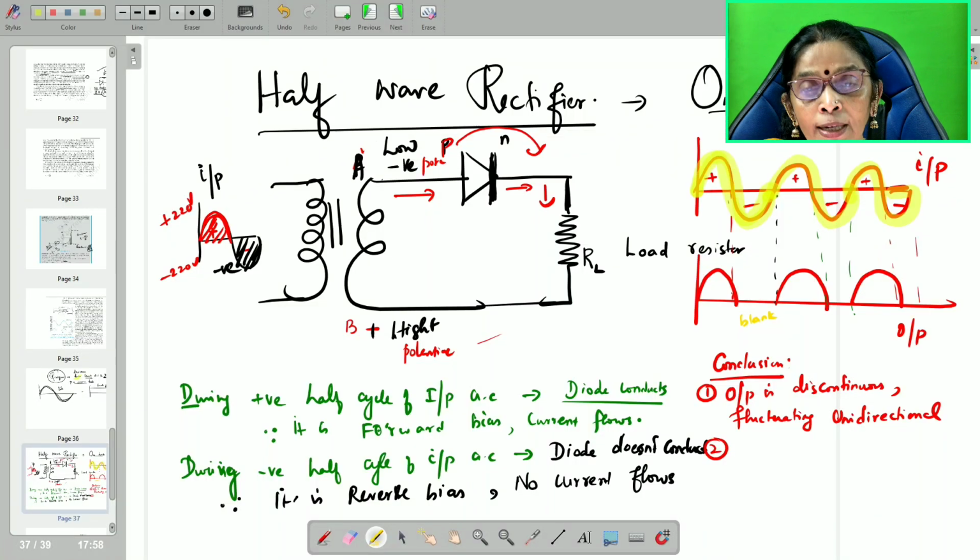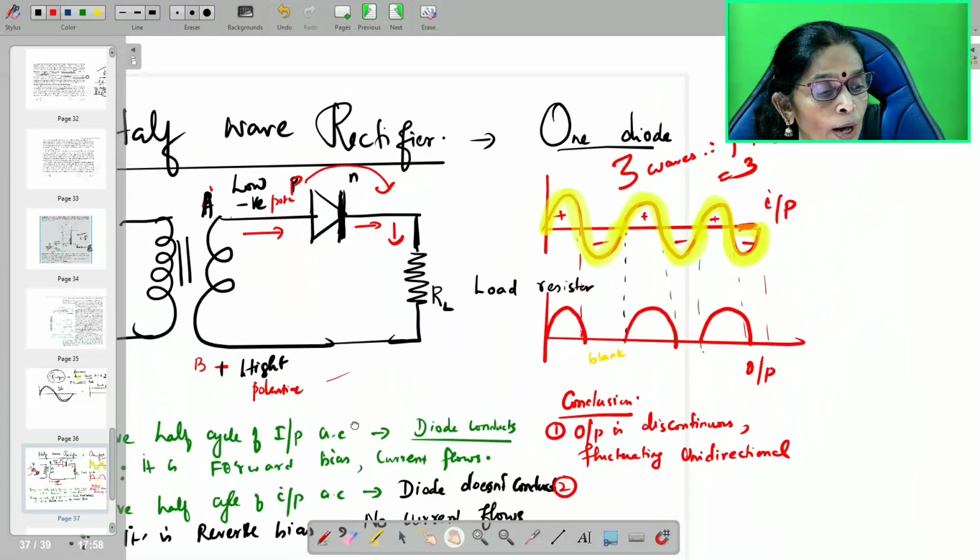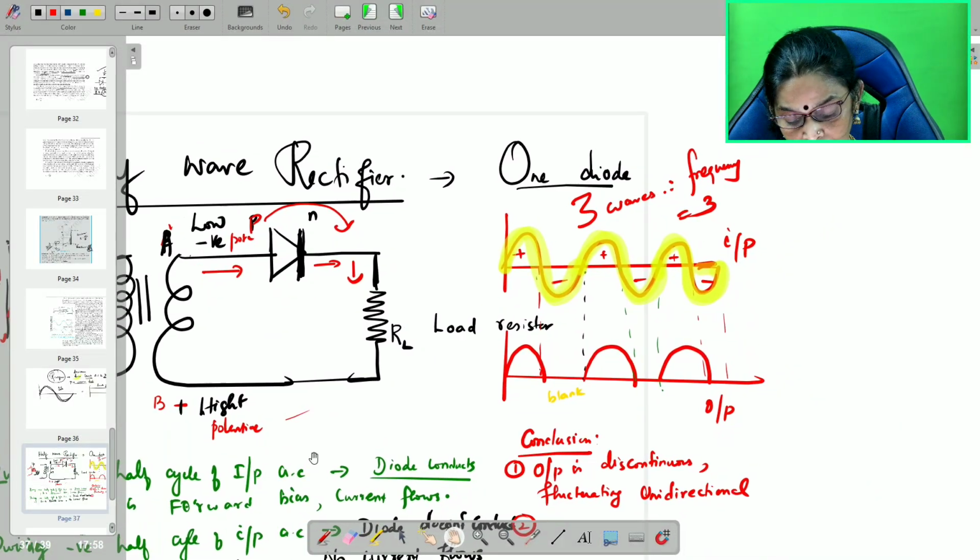See, one crest and trough is 1 wave, one crest and trough is another wave, one crest and trough is another. So how many waves here? 3 waves. So therefore frequency is equal to 3. So the first one has got 3 waves, frequency is 3.